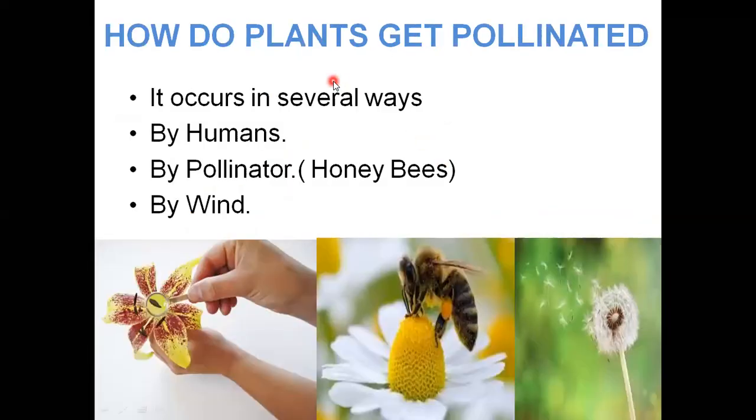Now we will see how plants get pollinated in several ways. By humans: it can be transferred using a brush from the anther of one flower to the stigma of another flower. Then by pollinators, for example honeybees, butterflies, moths, etc. But the honeybee is the most important pollinator because it pollinates most of the crops, like 110 crops that we eat, and we use them for production.